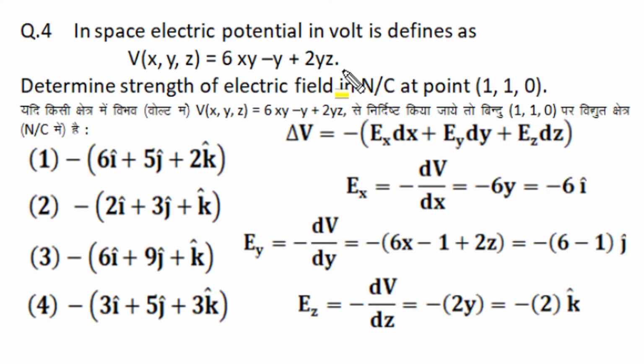Next two examples are identical in nature but very important from the examination point of view, as they are very frequently asked in present-day examinations. In these questions, the electric potential is given in space coordinates, as here the electric potential in xyz coordinates is 6xy minus y plus 2yz. If xyz is in meters, then potential is in volts, and we have to determine the strength of electric field, or the amount of force on a charge, at a specified coordinate. The given point here is (1, 1, 0), where we have to find the strength of electric field.